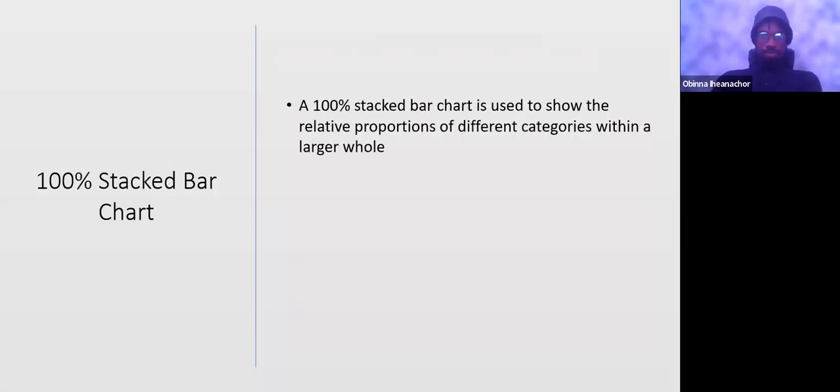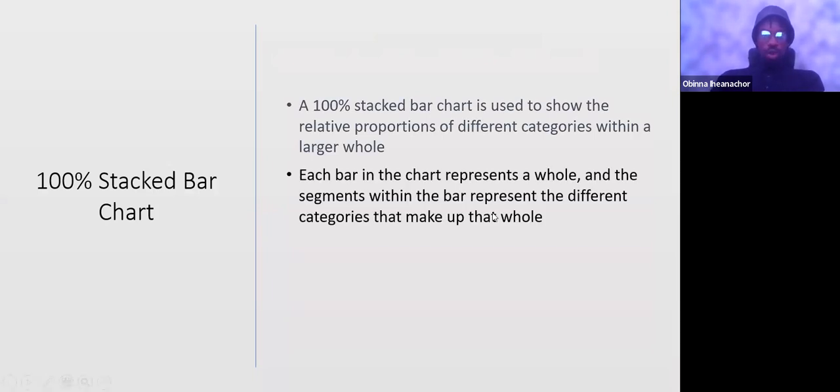Let's look at the 100% stacked bar chart. So this is used to show the relative proportion of different categories within a larger whole. And for the 100% stacked bar chart, each bar in the chart represents part of a whole, and the segments within the bar represent the different categories that make up that whole. So each bar represents a whole that's 100%. The different segments then represent the different categories that make up that whole.